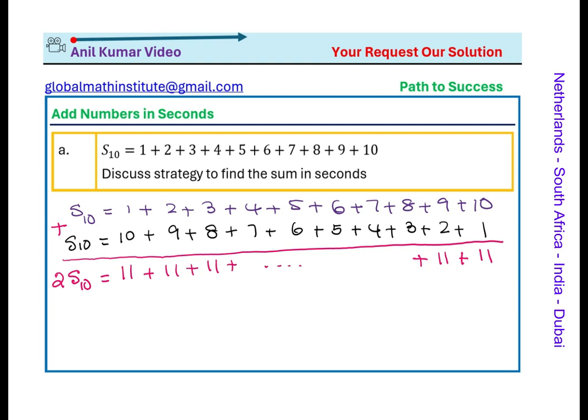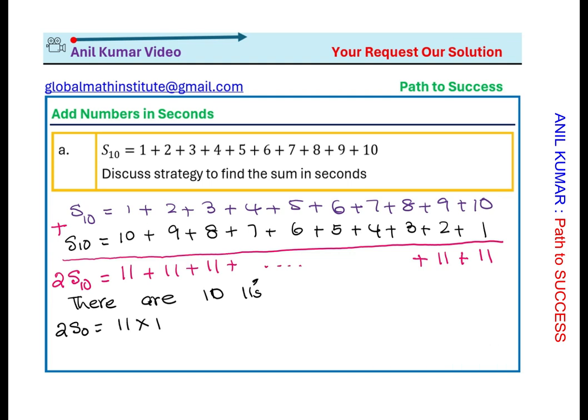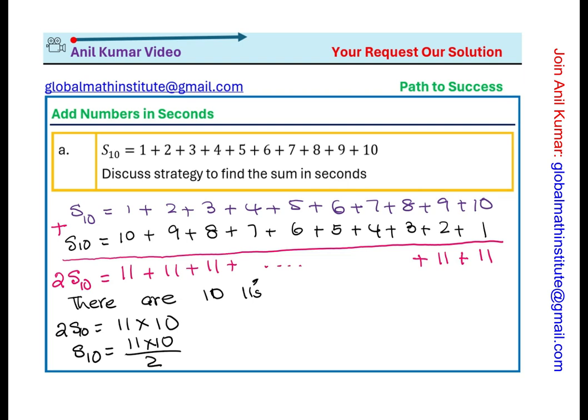How many 11s are there? Well, there are 10 11s, right? So let's write 11s like this. That means twice the sum should be equal to 11 times 10, or the sum of 10 numbers should be equal to 11 times 10 divided by 2. Makes sense, right? So first half of 10, which is 5, and that gives me 55. And therefore, I can write down that this sum is 55.